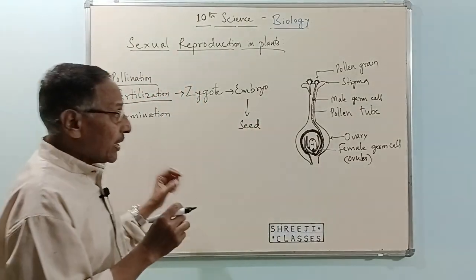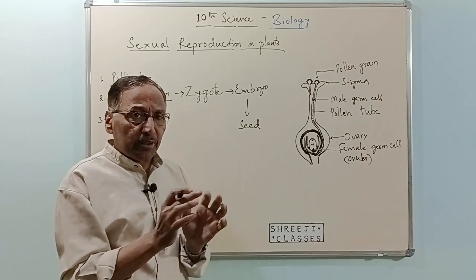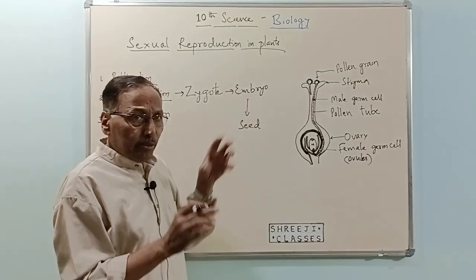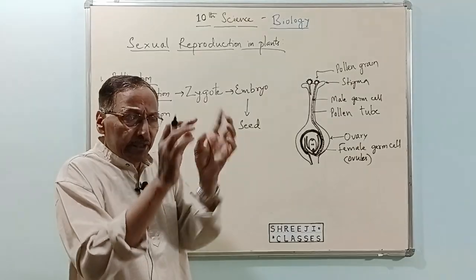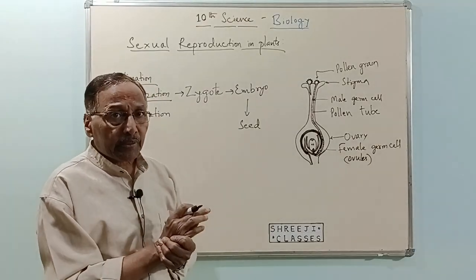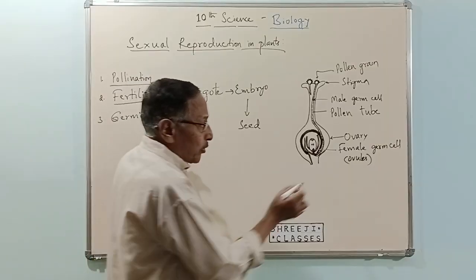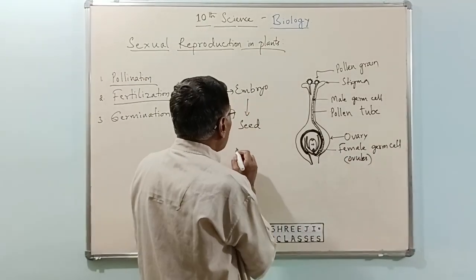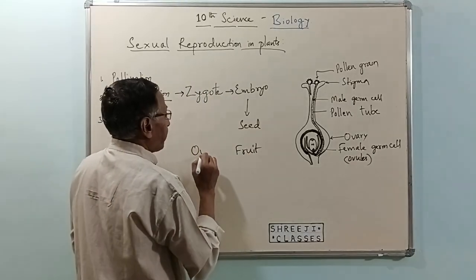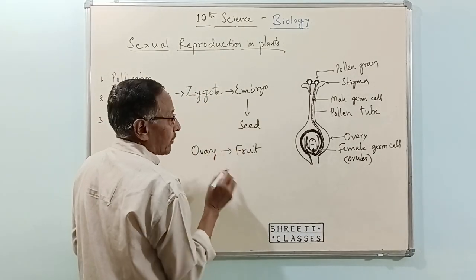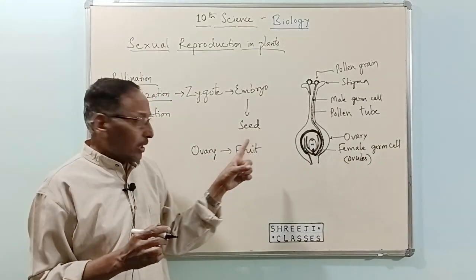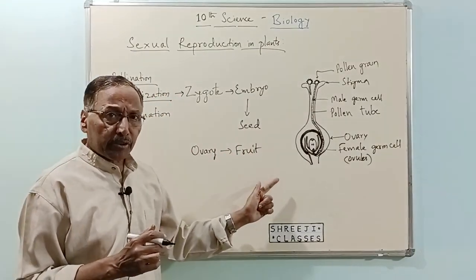It develops hard coats which we call the seed coat. The embryo starts developing into a seed and forms hard coats called seed coats. And the ovary turns into the fruit. So ovules change into the seeds, whereas the ovary changes into the fruit.